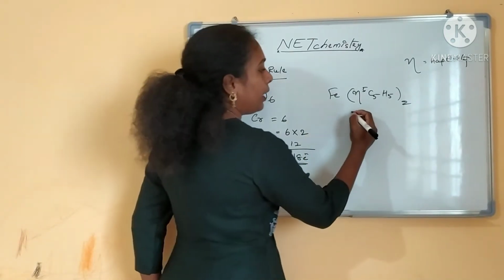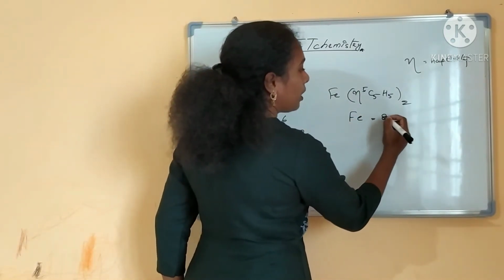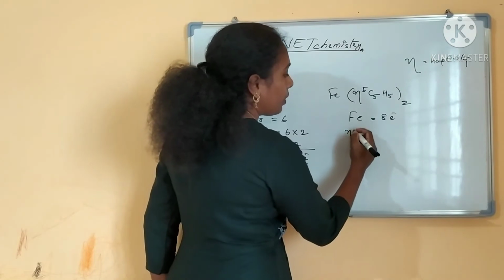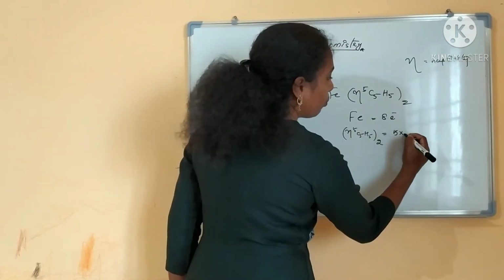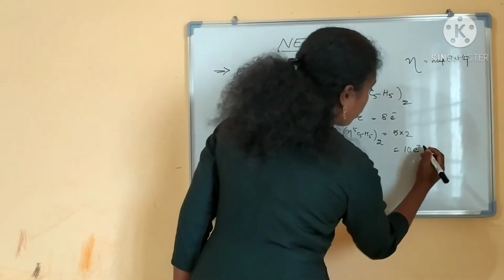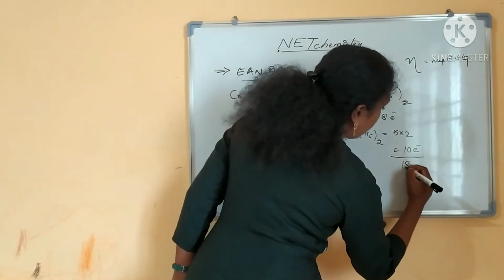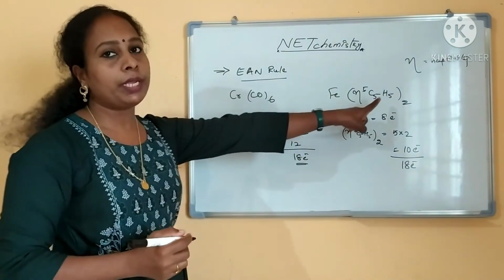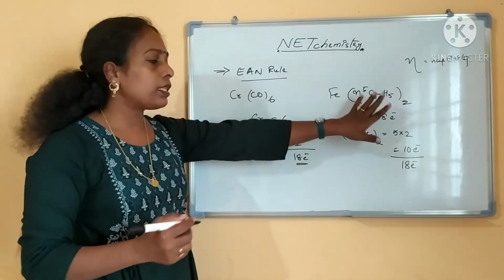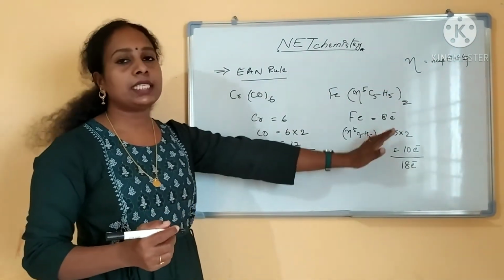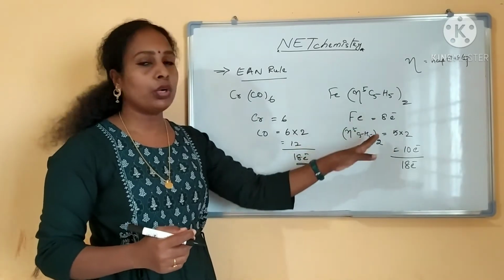So iron has how many electrons? 8 electrons, right? Eta 5 C5H5 twice means 5 into 2, which is 10 electrons. So 10 plus 8 is 18 electrons. This compound is obeying the 18 electron rule. This is the way you have to find out whether it is obeying the 18 electron rule or not.